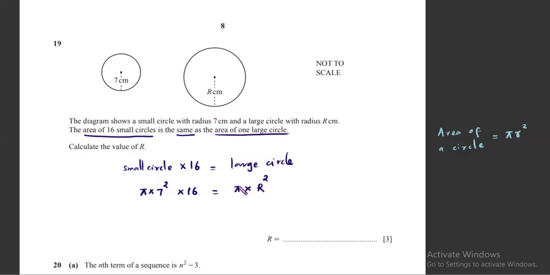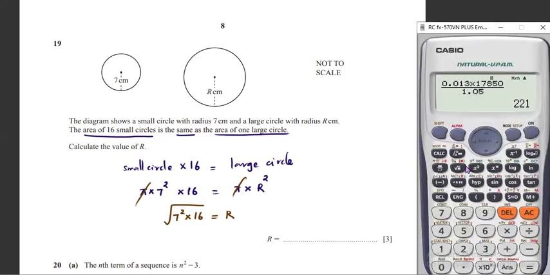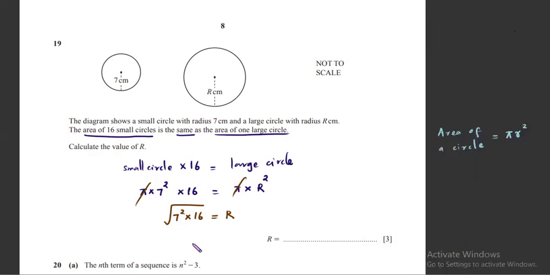So I can bring this pi to the other side, or I can cancel off the pi and the pi here itself. So I have 7 squared times 16, which is equal to r squared. So I need to square root this answer to find the value of r, because r squared is equal to 7 squared times 16, which means to find r, I need to get rid of this square. So I need to square root it. So I'm going to put this in the calculator. So we have 7 squared, and then I need to times it with 16. That is equal to 28, which means the radius of the larger sphere is going to be 28 centimeters.